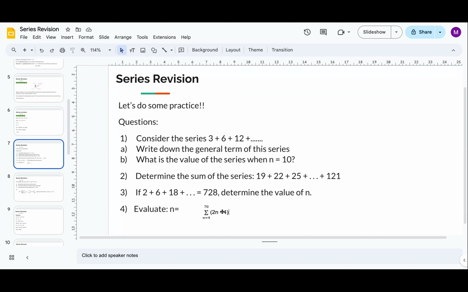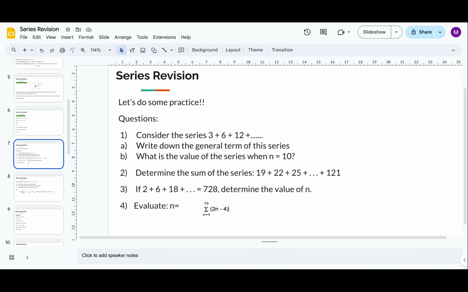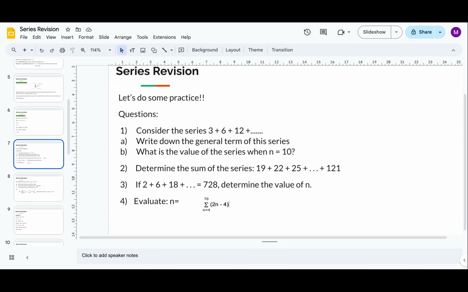So I have a summation from n equals 4 to n equals 70 of 2n minus 4. So I'll repeat, I have a summation. I am summing over the terms n equals 4 all the way to n equals 70 of 2n minus 4. I'll give you guys 5 minutes to try work around this, think about it, maybe come up with an answer. And then, as always, we'll work through the question together.